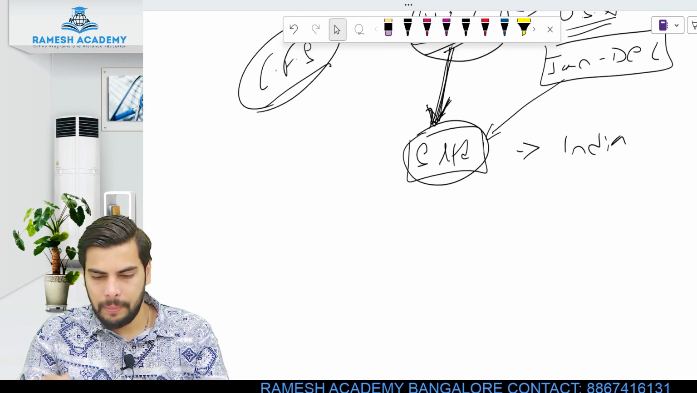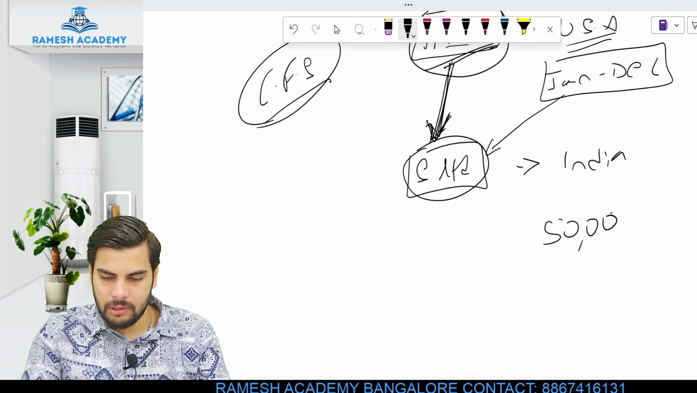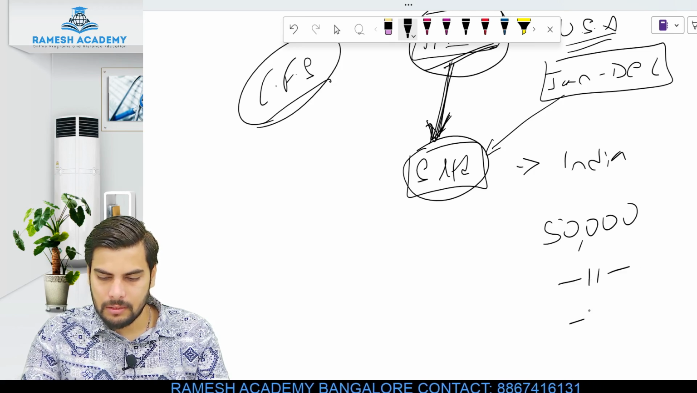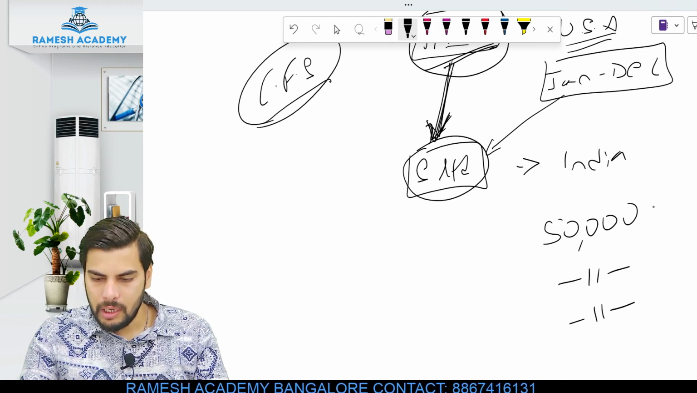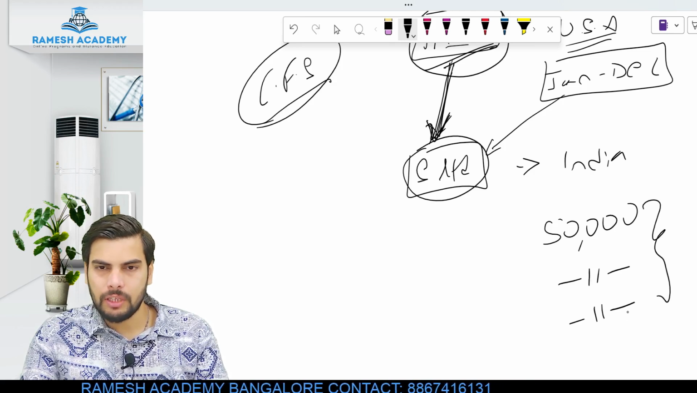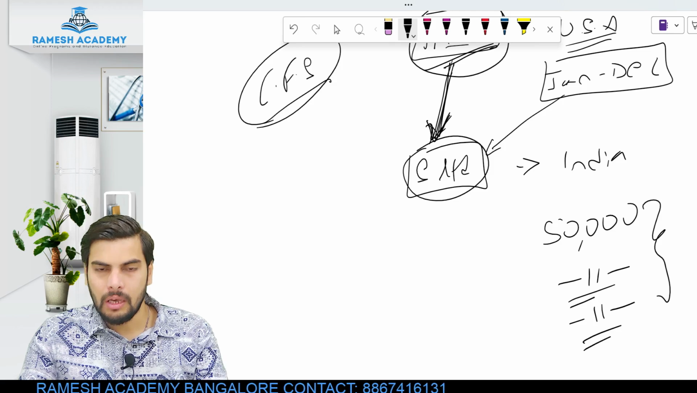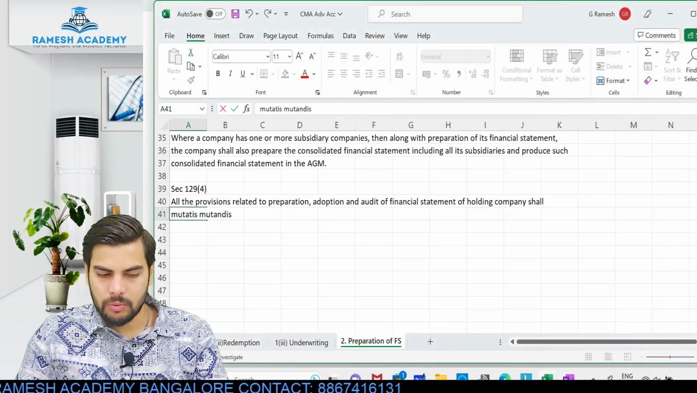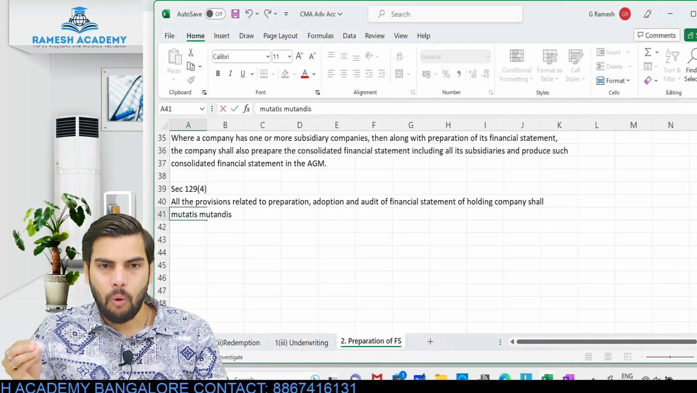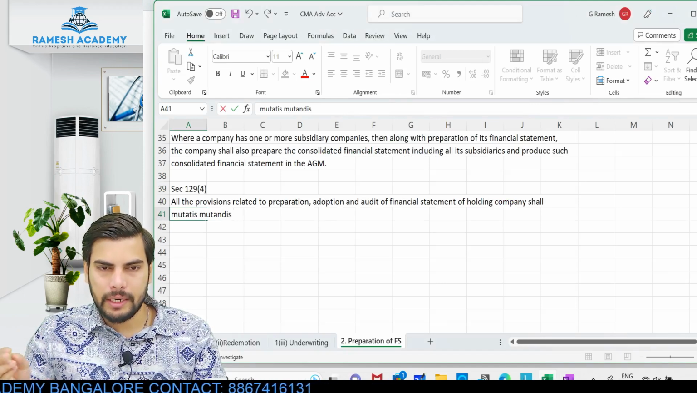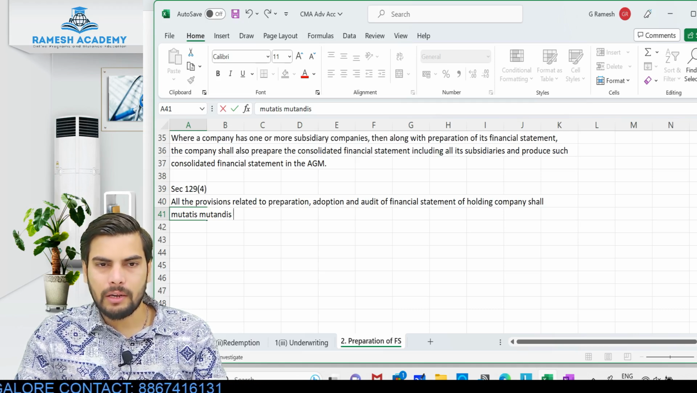Now let us say I write 50,000 over here. Okay, I would be showing a symbol like this. What does it mean? Here also it is 50,000, here also it is 50,000. So ditto it is. So same thing is mutatis mutandis. Mutatis mutandis is as good as whatever is applicable for this particular entity, exactly same provision will be applicable for the other entity. That's what they are telling in this subsection 4.